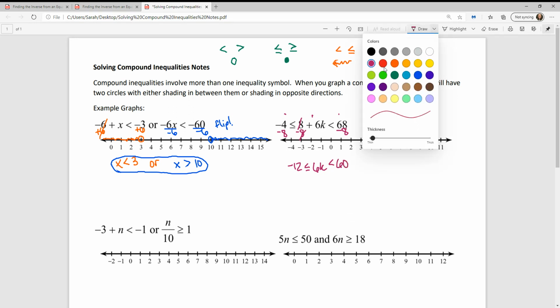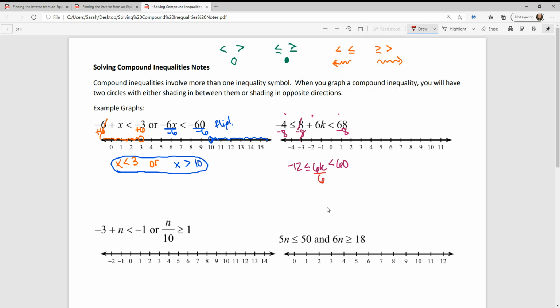What else do I need to do to get k by itself? Well, I need to divide by 6. Since I'm dividing by 6 in the middle, I should divide by 6 on the left and the right as well. Negative 12 divided by 6 is negative 2. My inequality sign stays the same. K stays the same. Inequality stays the same. 60 divided by 6 is 10. So this, believe it or not, is our answer.